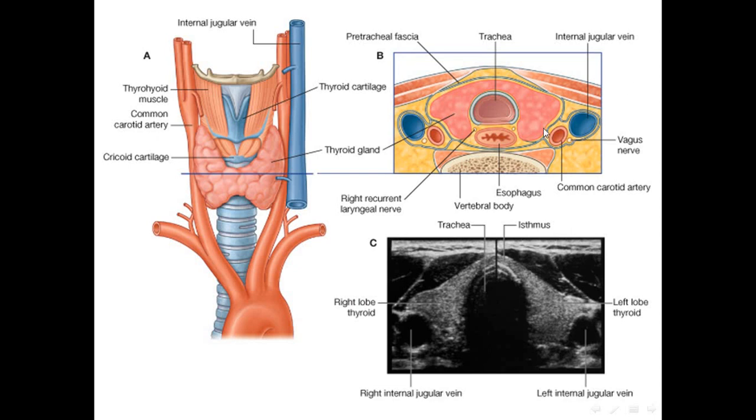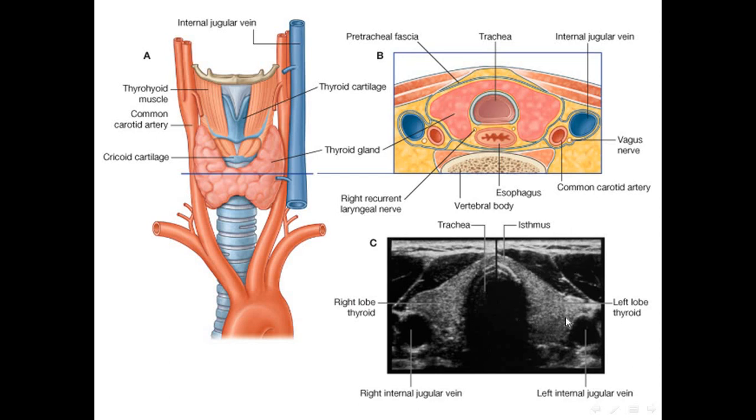And this is a cross-section illustration. This is what we call the visceral space, and this is the thyroid gland. This is the vagus. This is the right recurrent laryngeal nerve, and this is the esophagus. This is the trachea.